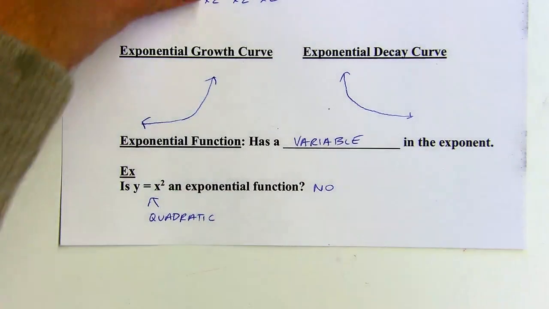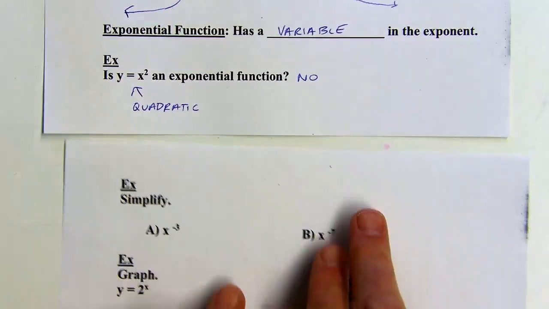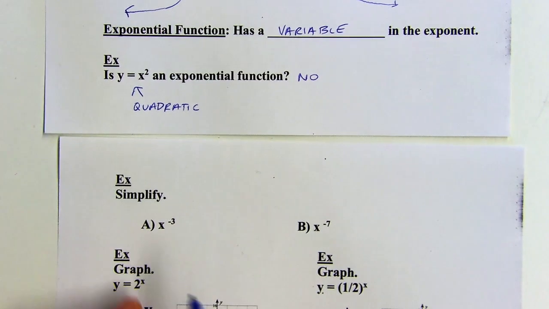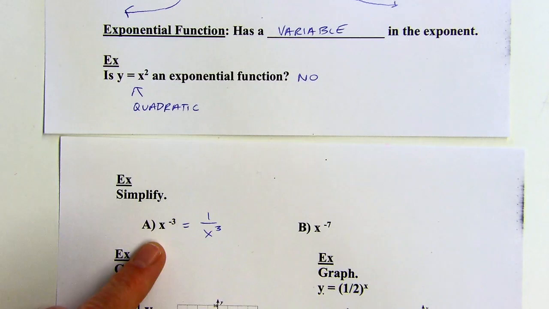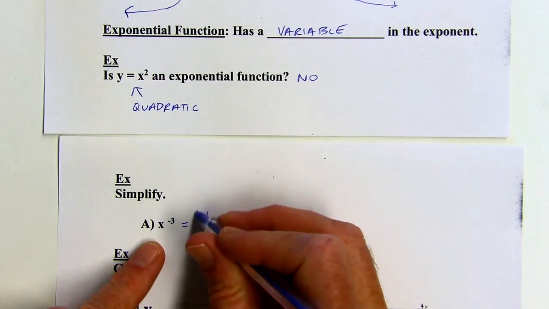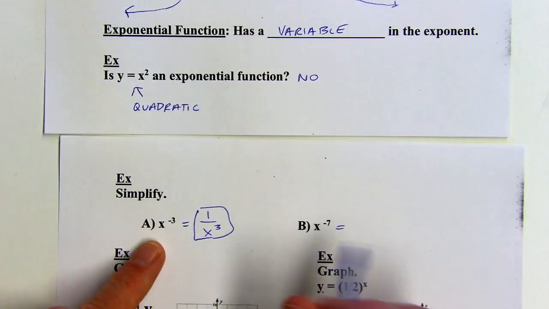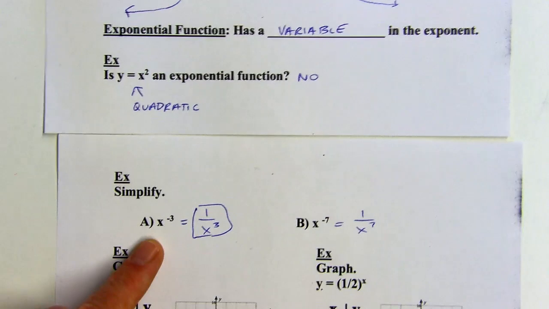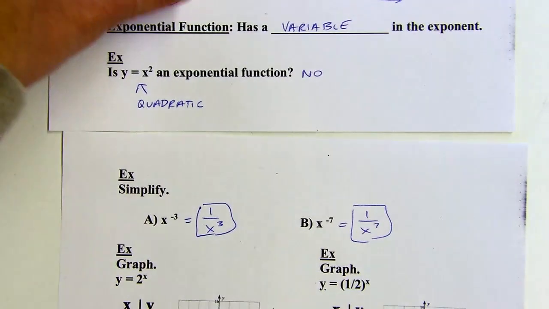Okay, so let's get to the next page here. So just a little reminder on how to deal with negative exponents. X to the negative third is the same as 1 over x to the third. Okay, so you can put 1 over it, and then the exponent becomes positive, and that's considered simpler than x to the negative third. So typically you don't leave negative exponents in final answers, unless it's scientific notation or something like that. But okay, so that one would be 1 over x to the 7th.